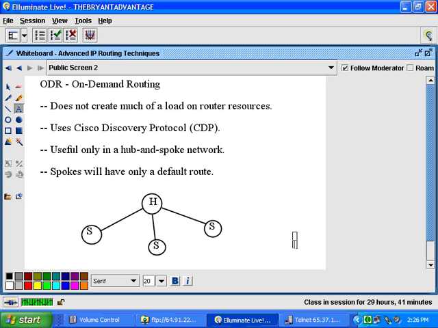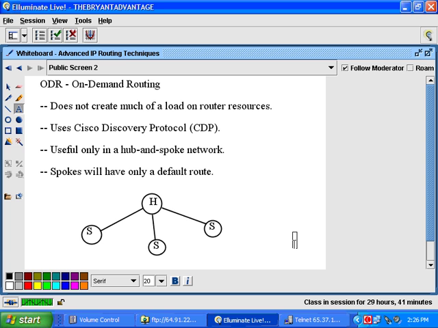Now, if you keep up with that search on Google or your favorite search engine for Cisco on-demand routing, you're going to find a PDF written by someone at Cisco that will tell you that ODR is not Cisco proprietary and that you can use a non-Cisco router as long as it's one of the spokes. The hub still has to be a Cisco device.